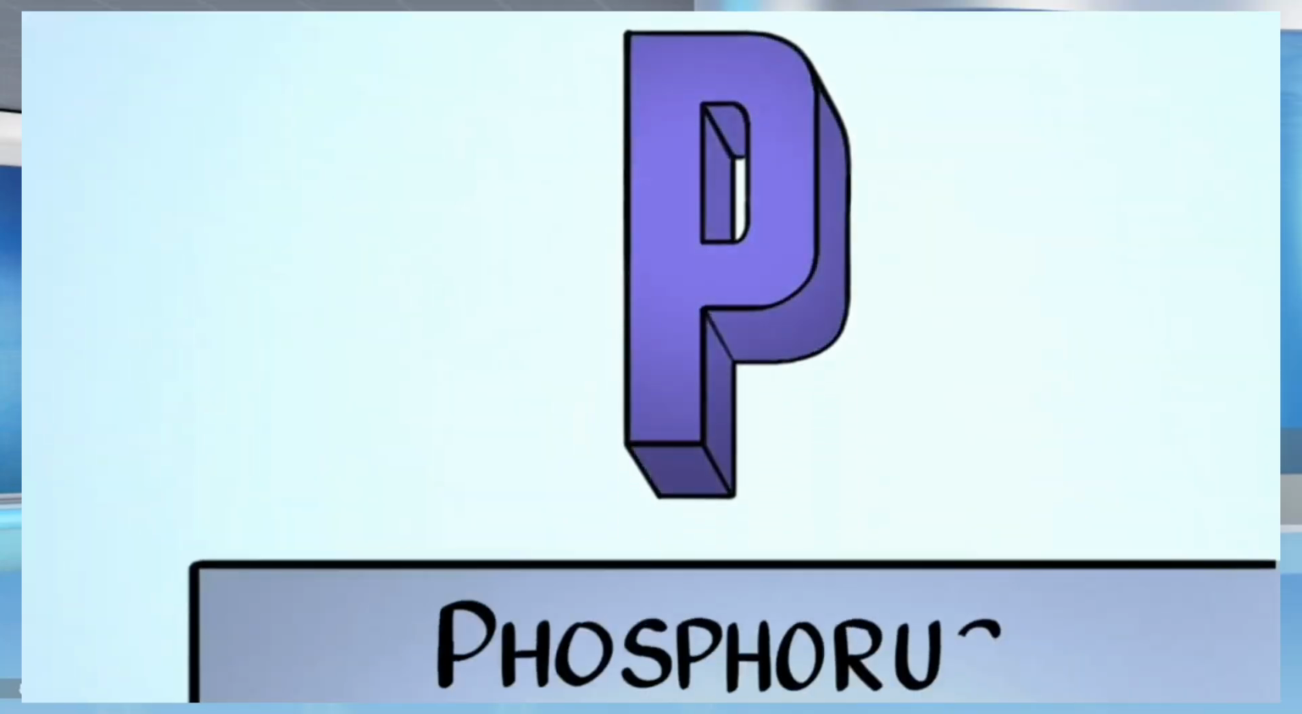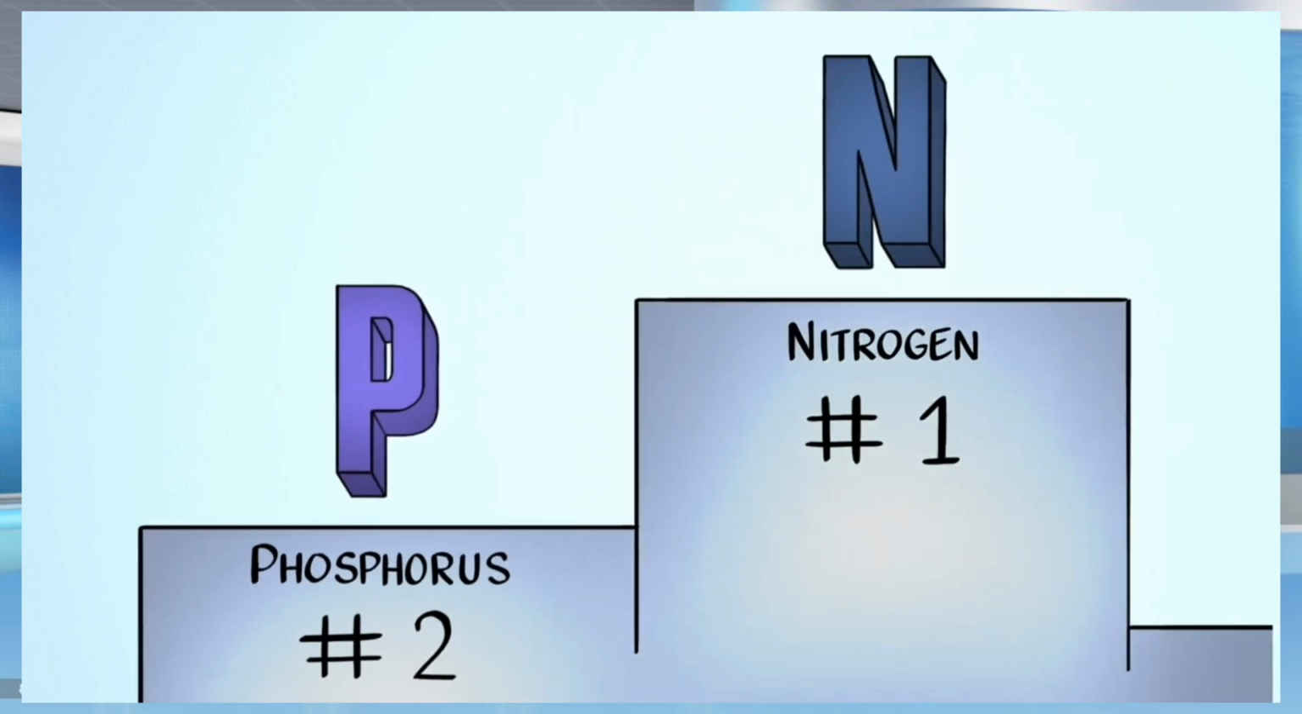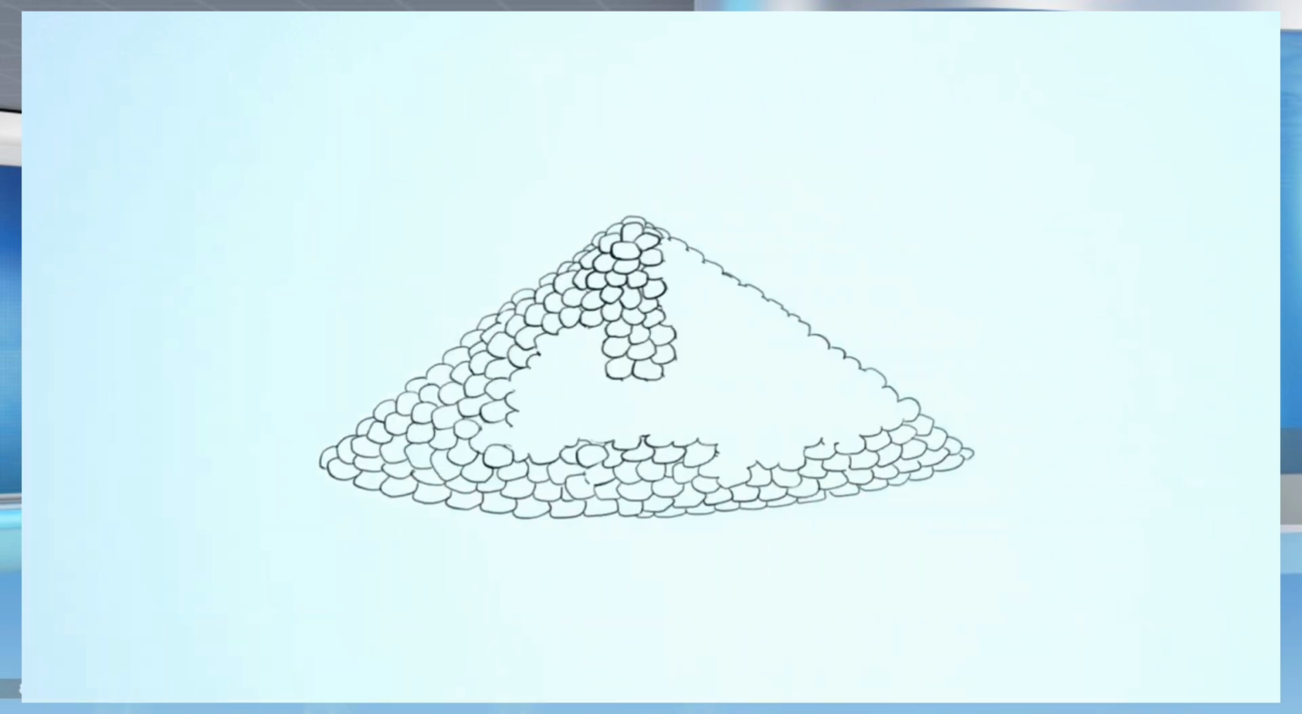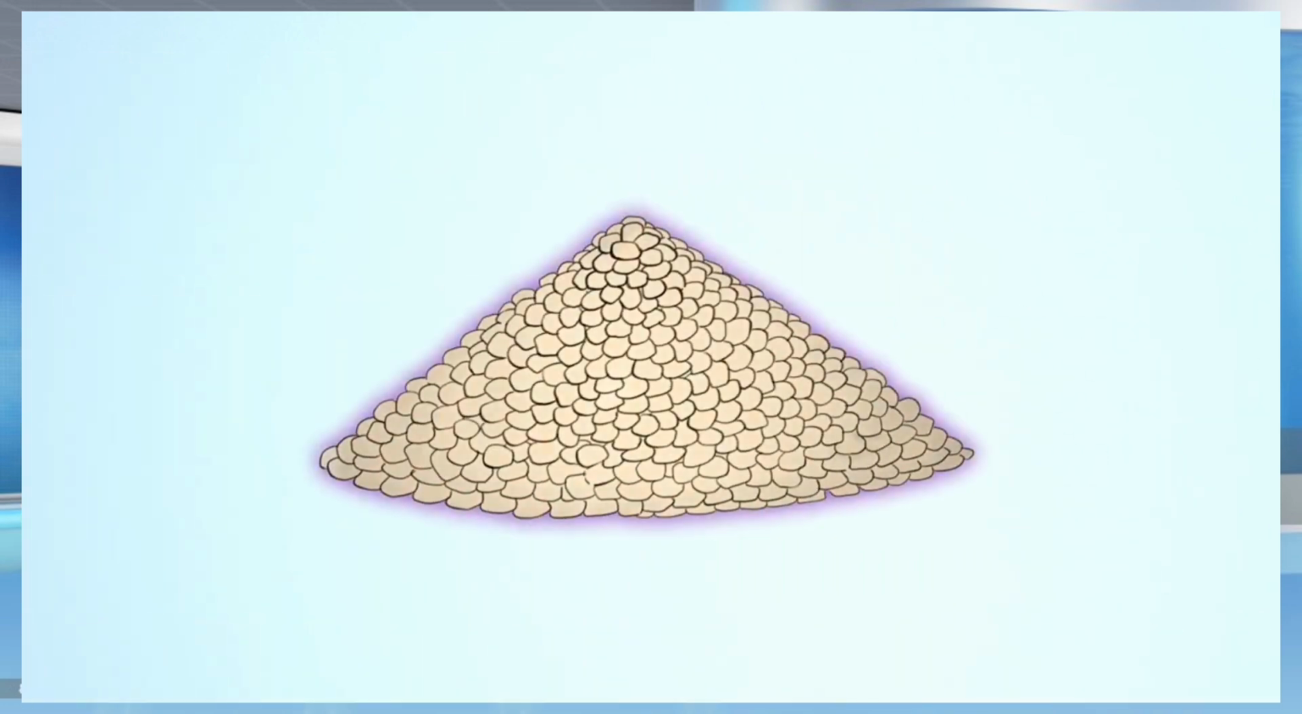Phosphorus is the most important nutrient for your crop after nitrogen. But that doesn't mean applying more is always better for your operation. Let's dive into why your crops need phosphorus and what happens underneath the soil when phosphorus is applied.